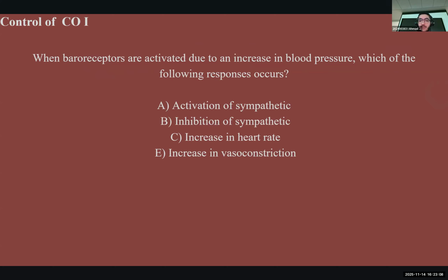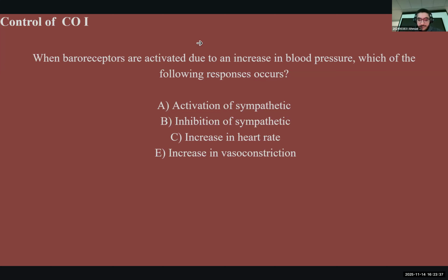So when baroreceptors are activated due to an increase in blood pressure, which of the following responses occurs? We said increase in blood pressure, so there is more stretch on the carotid sinus, so the firing increases, and the brain says, okay, we have more firing, we need to decrease that. So how do we decrease it? Increase parasympathetic or decrease sympathetic. So let's look at the choices. Inhibition of sympathetic, yes, perfect.